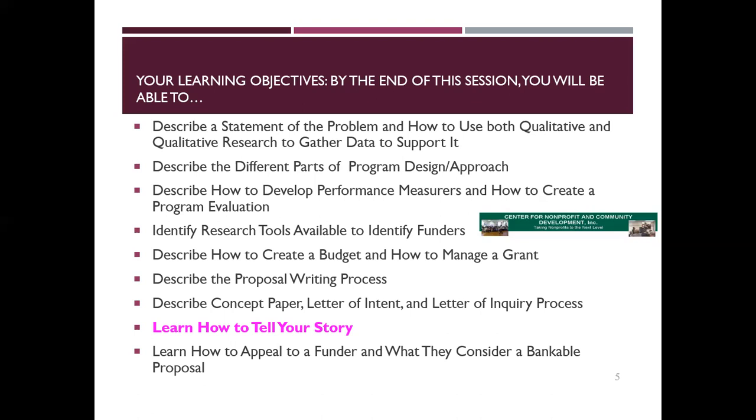We start out by having the students understand what is a statement of the problem. How do you define what's wrong? And then we talk about what are the tools that you use to collect the data necessary, both quantitative and qualitative research. We also talk about what are the different parts of a program design or an approach. That's when you really begin the nuts and bolts of what you want to do. The next thing we talk about is how to develop performance measures and how to create a program evaluation, which is very key to getting that grant.